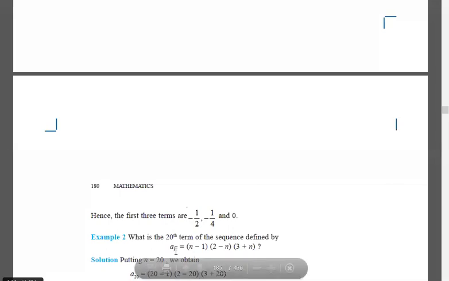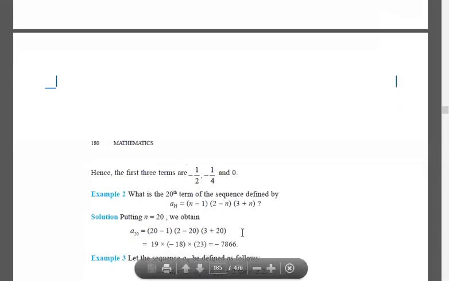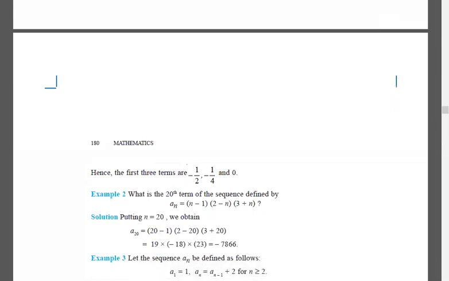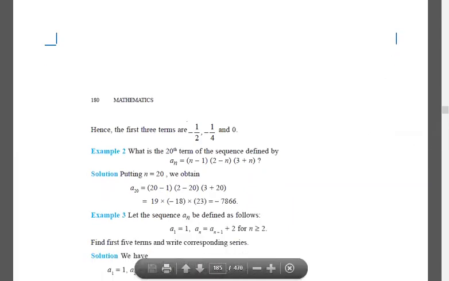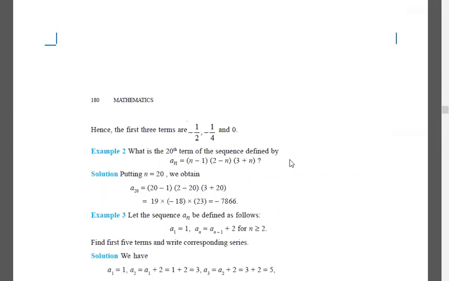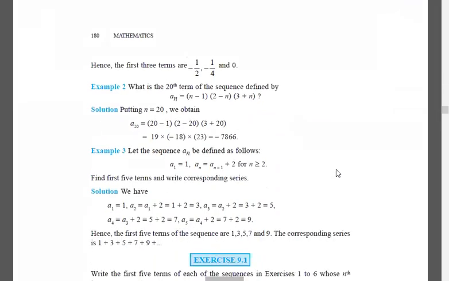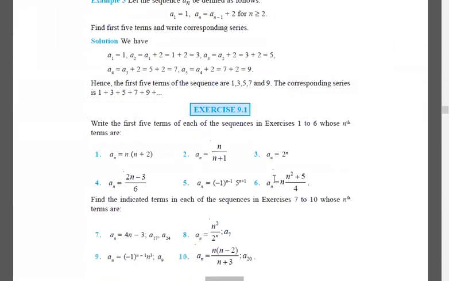Can you solve problems like example 1, example 2? I'm not asking you to solve them because I hope these problems are already there in RD Sharma, right guys? You have already solved questions like this. Very good. So exercise 9.1 is basic. Definition of sequence, that's it. Nothing else to do.